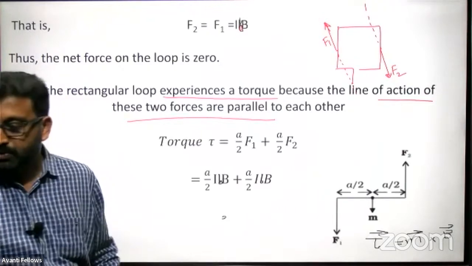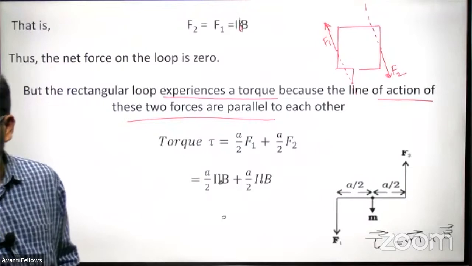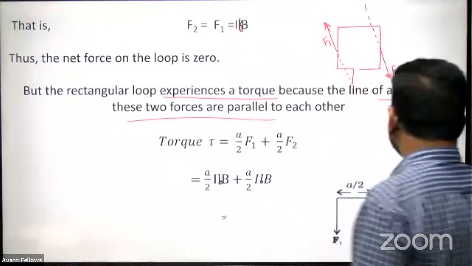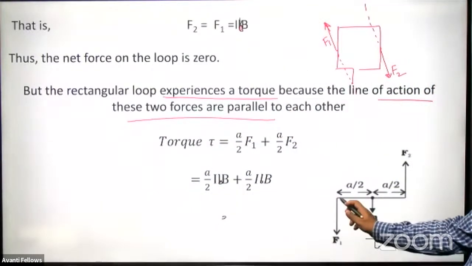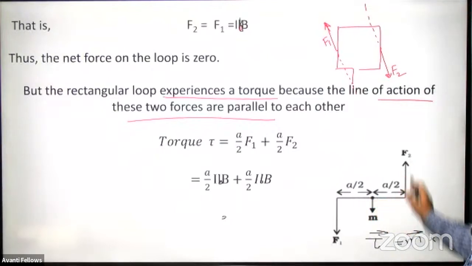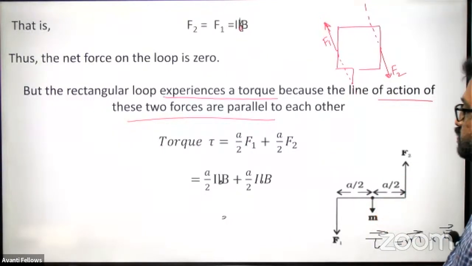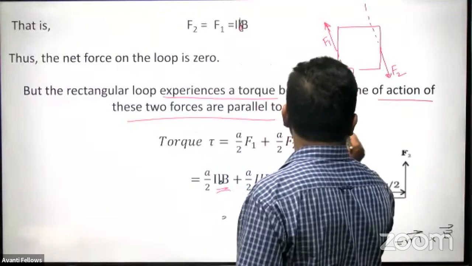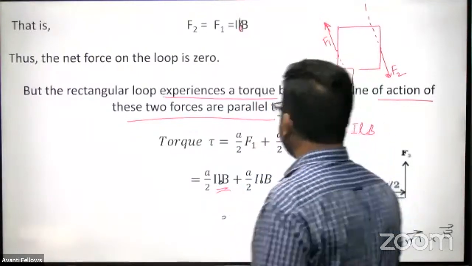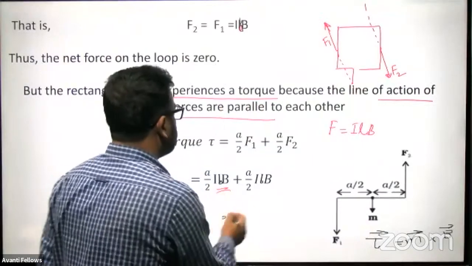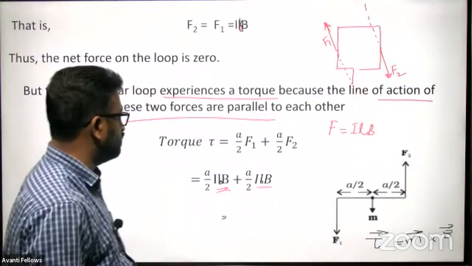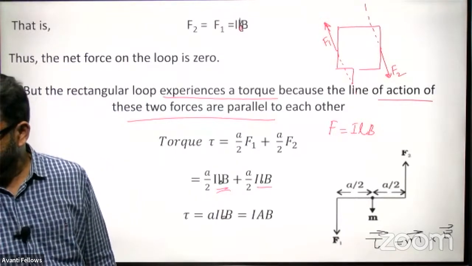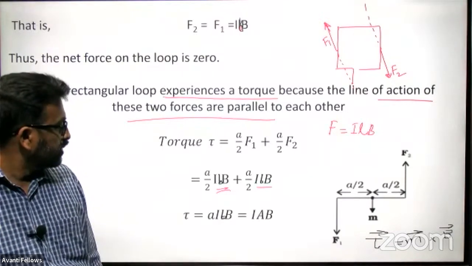So torque will be equal to force into perpendicular distance. For F1, the perpendicular distance is a by 2, plus for F2, the perpendicular distance is a by 2. Force is IL cross B. So a by 2 into ILB plus a by 2 into ILB. So it becomes a into ILB.